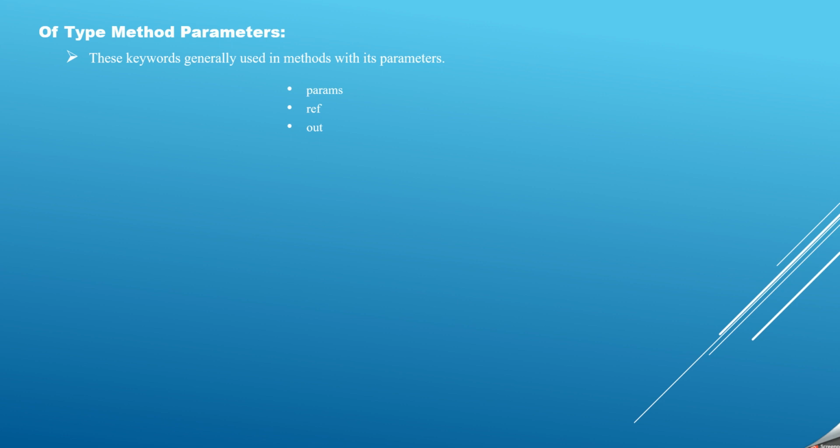Let's suppose we are declaring a method called add numbers. Within the parameter, we are not going to just pass int x, int y. We would be passing multiple parameters as params int array of some parameter name. Not to worry about it, we will give a clear picture while declaring these keywords in the video session. Next, let's move on to the next category.